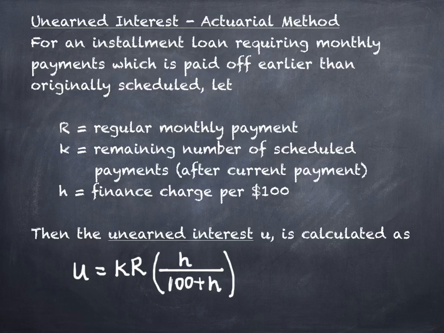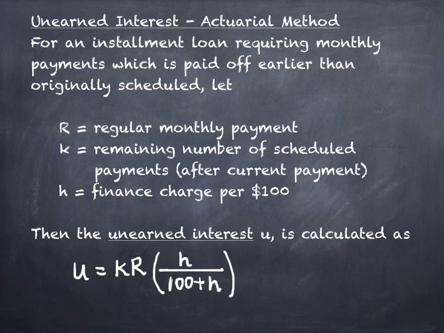The other two pieces, one of them you have found before. You have found R before. R is the regular monthly payment, right? So that's however much we're going to owe divided by the number of months we're going to pay it out in. Make sense? We found that several times. There were two questions during homework about finding regular monthly payments. The part that's different, or you haven't seen before, is K, the remaining scheduled payments after the current month.